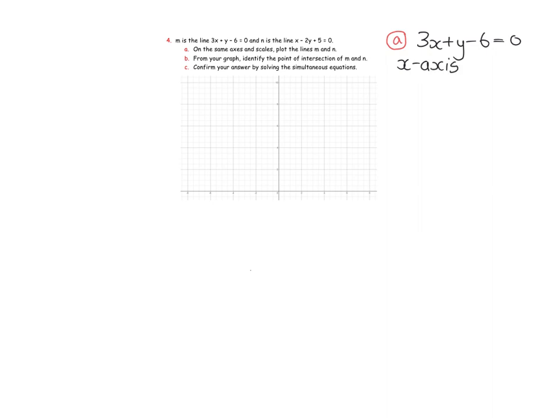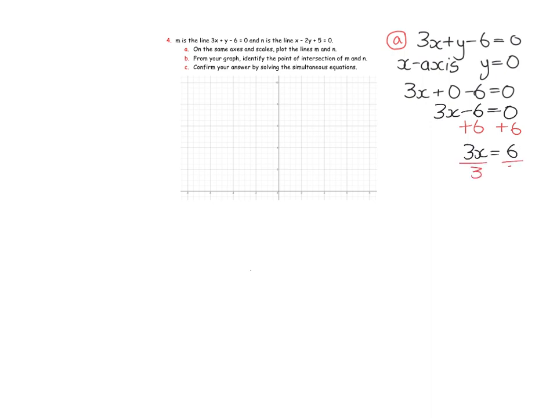When it crosses the x-axis, y is equal to 0. This then will leave the line being 3x + 0 - 6 = 0. This will simplify and become 3x - 6 = 0. We can then add 6 to both sides, and we'll be left with 3x = 6. We can divide both sides by 3 then, and we'll be left with x = 2. The point we have then is going to be (2, 0).